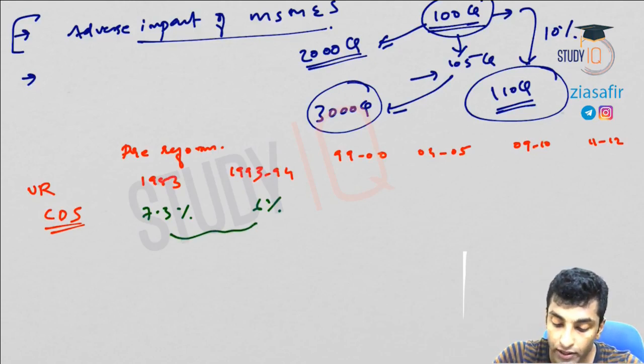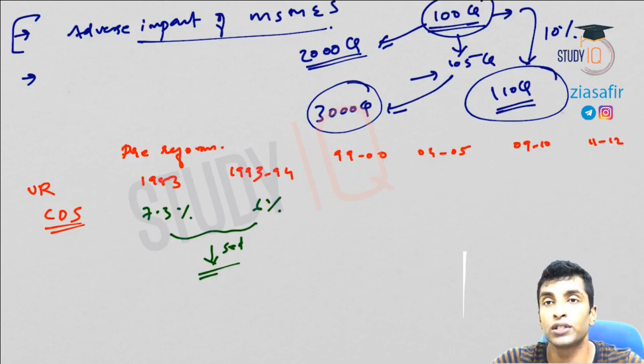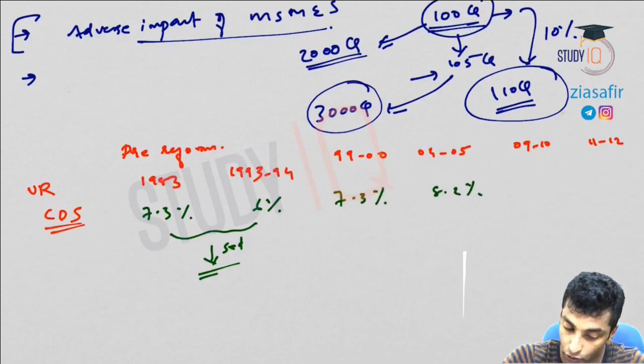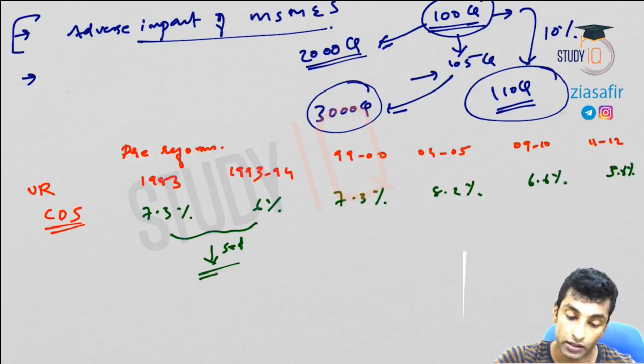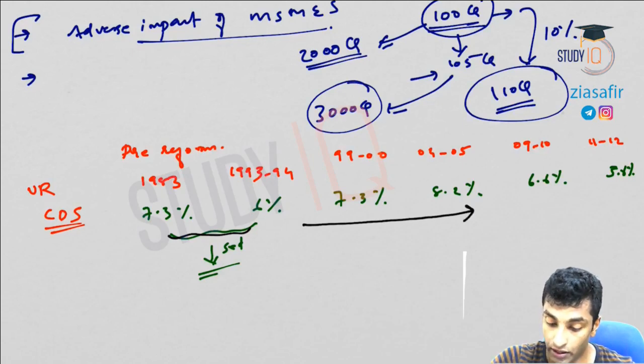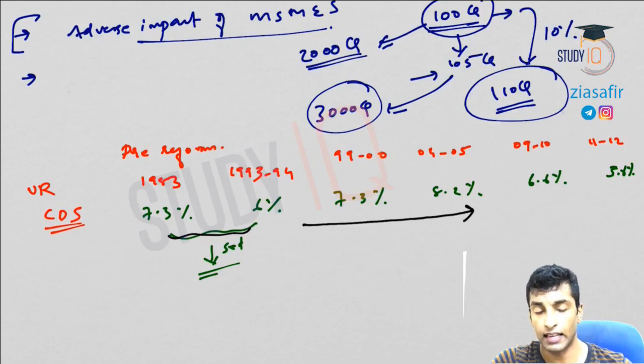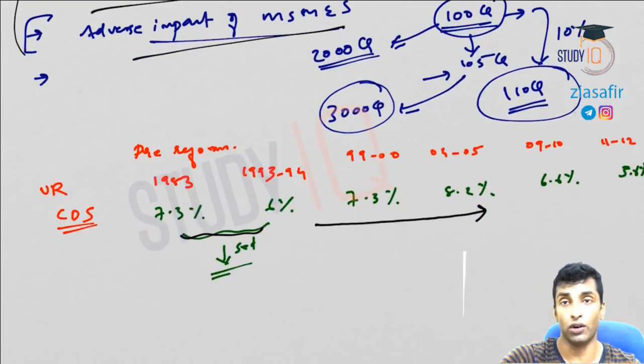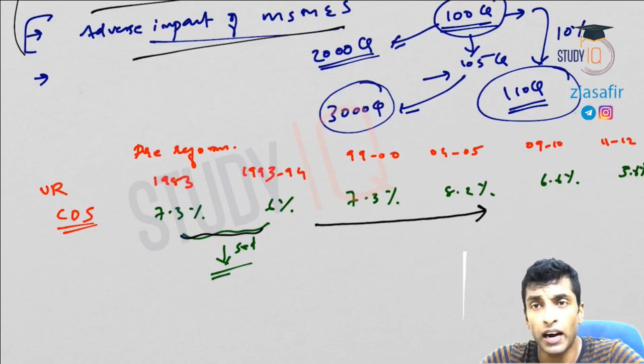So you can see here, immediately after the reform, what happened? Unemployment actually decreased. It is actually a very good sign. But whether that is sustained in future is what we need to look for. So 6%, then 7.3%, 8.2%, and then 6.6%, 5.6%. What I want to convey here is, immediately you can see some decrease, but then the unemployment rate is actually increasing from 6 to 7.3 to 8.2. The reasons, as I have already told you, we have discussed: adverse impact on MSMEs, government expenditure, capital-intensive investment, over-reliance on market. Because of all these, the unemployment rate increased; rather, employment growth actually decreased.